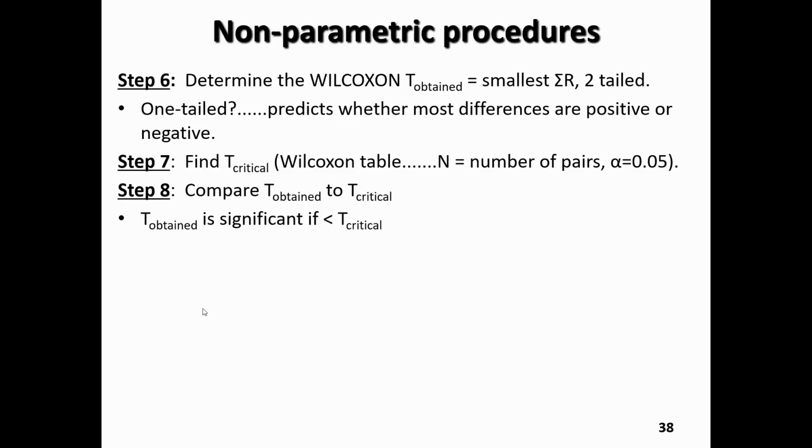And we make a determination of statistical significance if the obtained t from steps 1 through 6, so this is based upon the data, is significant if it's less than the critical t-value from the Wilcoxon table that you'll see in the next number of slides.